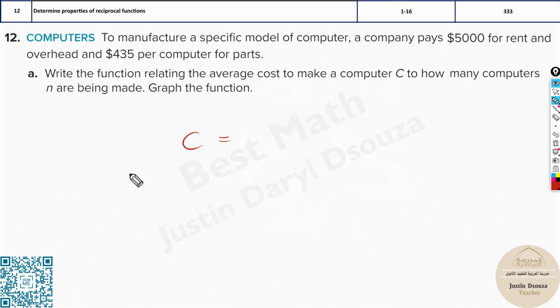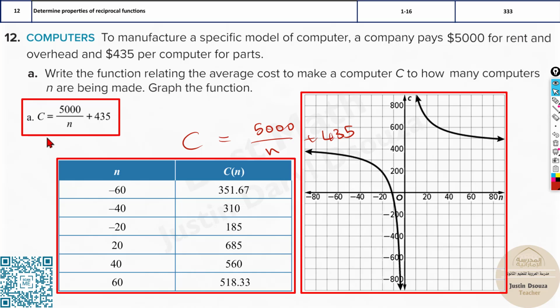So over here, basically, whatever is paid is divided by n, I believe. Let me just check it over here. Yes, 5,000 by n plus 435. So what is the total amount over here? It's 5,000 divided by n, the number of computers, plus this one. So it's not like the last problem, where there was a delay which would have affected the time. Over here it is an addition of 435, and you just have to graph this one. That's it.